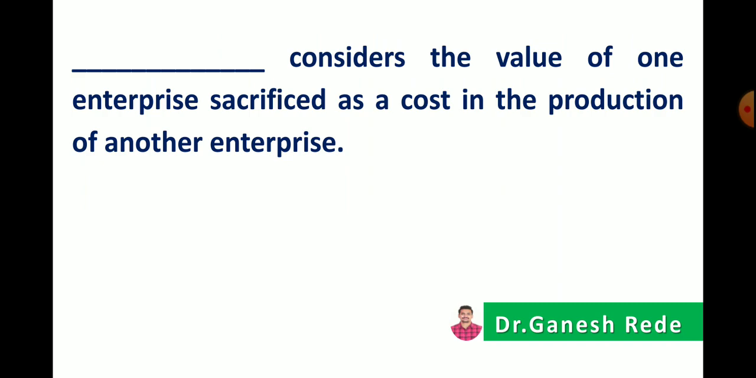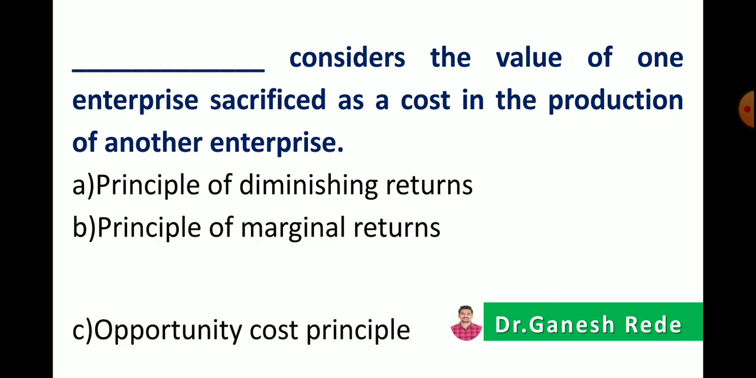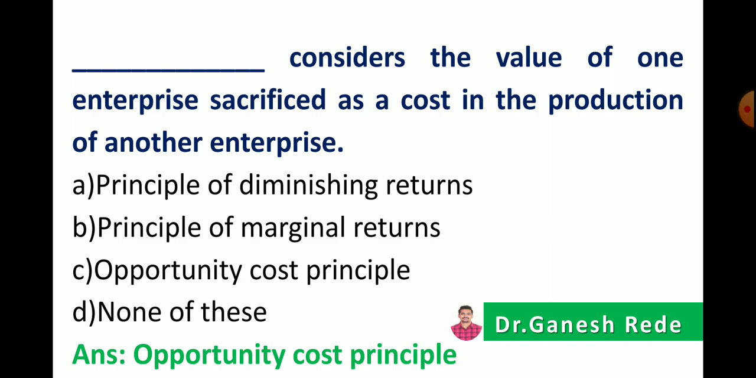The next, dash dash considers the value of one enterprise sacrificed as a cost in the production of another enterprise. Value of one enterprise which is sacrificed. Option A, principle of diminishing return. Option B, principle of marginal returns. Or option C, opportunity cost principle. Or D, none of these. Correct answer is option C, opportunity cost principle considers the value of one enterprise sacrificed as a cost in the production of another enterprise.